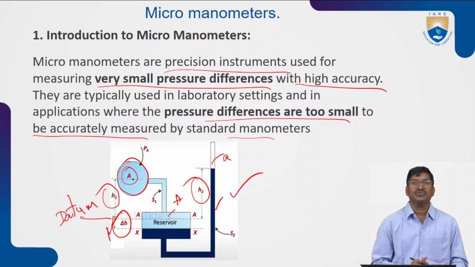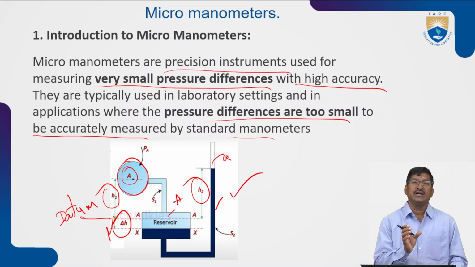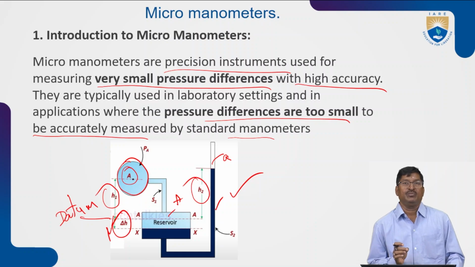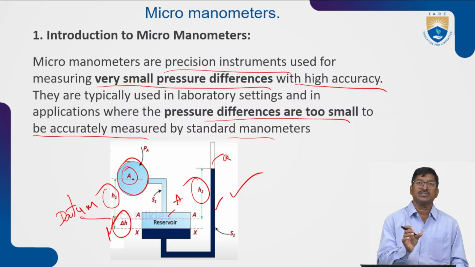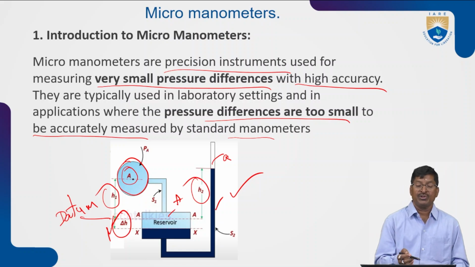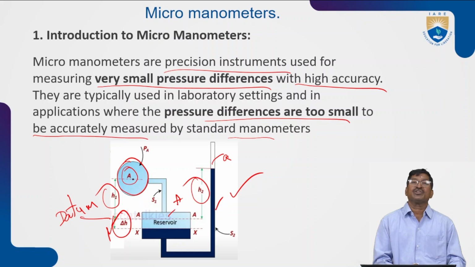So what is utilized to get that? We are inserting some extra reservoir, which is very, very big compared to the right limb. Because of that insertion of reservoir, with very nearly more than 100 times the area of the right limb, you will get very, very low pressure differences also by using these micromanometers. Here micro means micrometers.